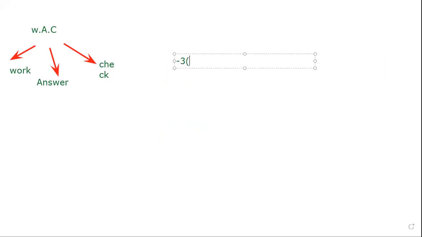-3 times n plus 5. -3 times n plus 5 equal 12. I'm waiting for your answer.